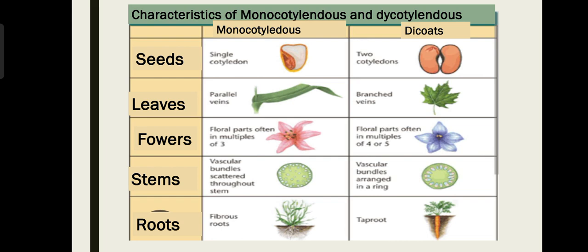Dicotyledonous seeds can be divided into two equal parts. Monocotyledonous seeds cannot be divided into two equal parts.